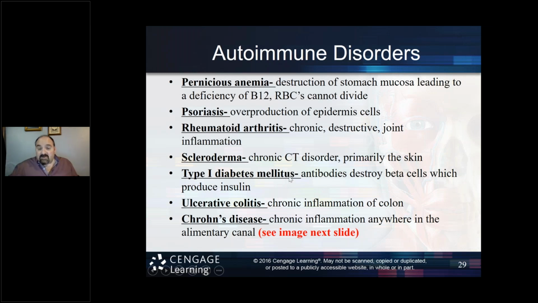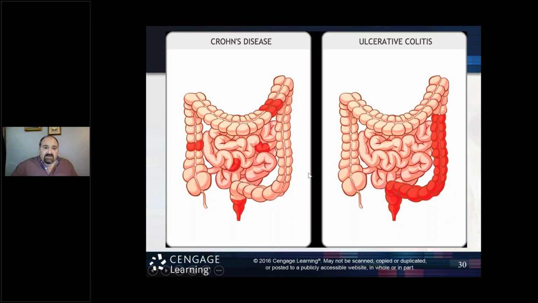Type 1 diabetes, also considered an autoimmune disorder, attacking those beta cells which produce insulin. Ulcerative colitis and Crohn's disease. So I want to give you a little bit of insight: when you're thinking of these two disorders, you think, well, they're both chronic inflammation of the distal portion of the digestive tract. Well, take a look here. With Crohn's disease, right, it can affect small intestine, large intestines. For ulcerative colitis, think that it's affecting more of the distal portion of the digestive tract and of the colon in particular. Okay, colon, the rectum.